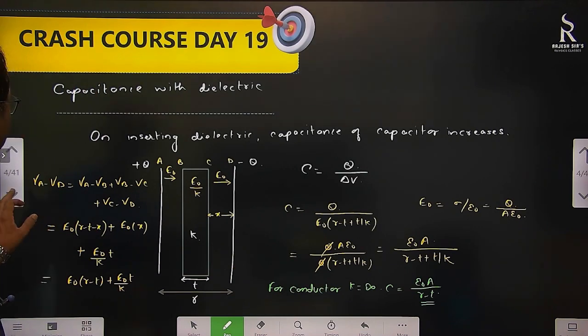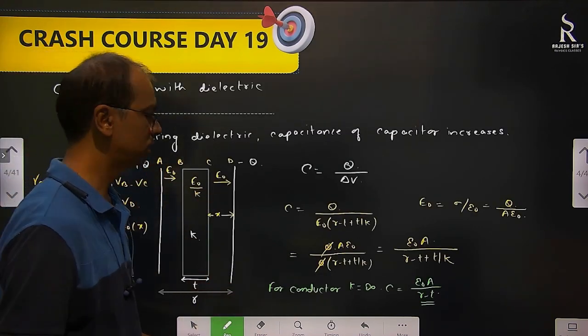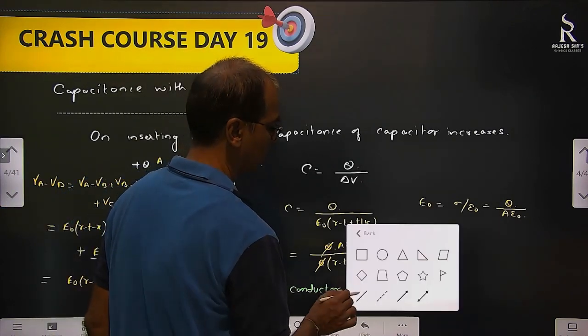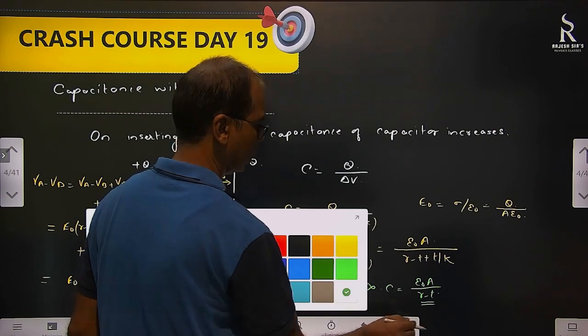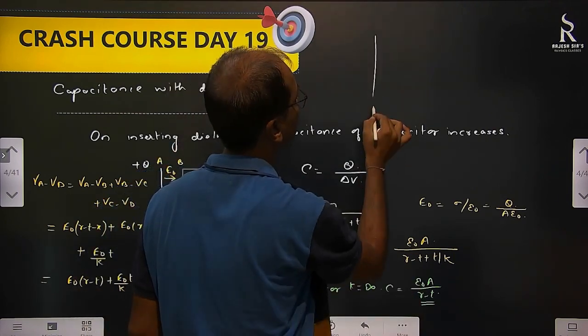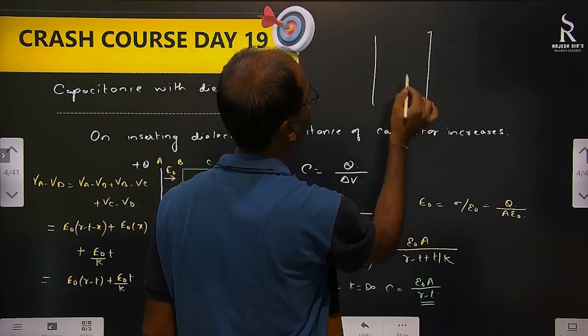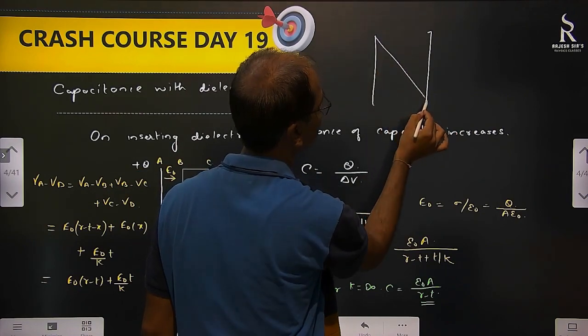Sometimes they ask you the question in this way also. Instead of showing you this, they will make one capacitor like this, and in between one wire will be like this.